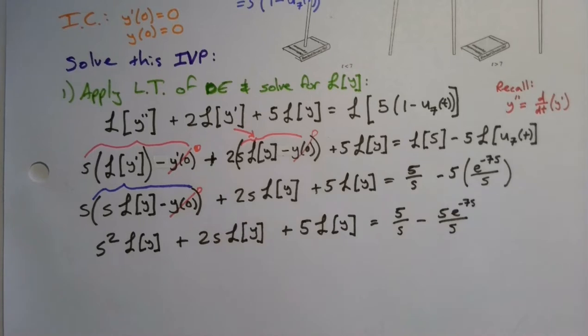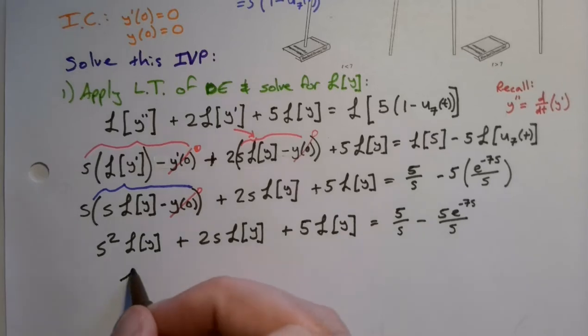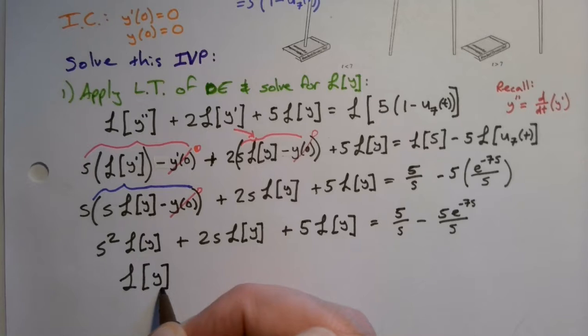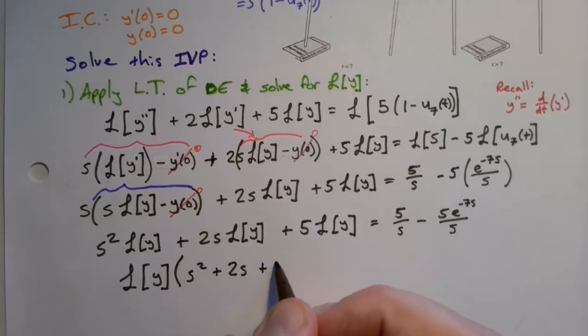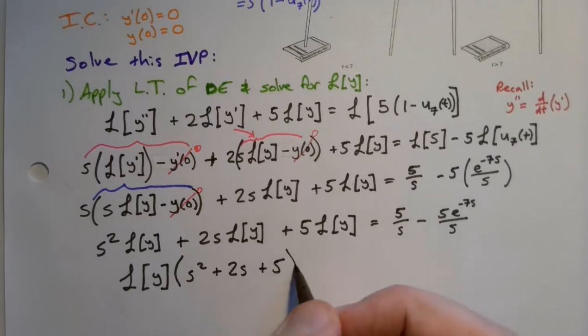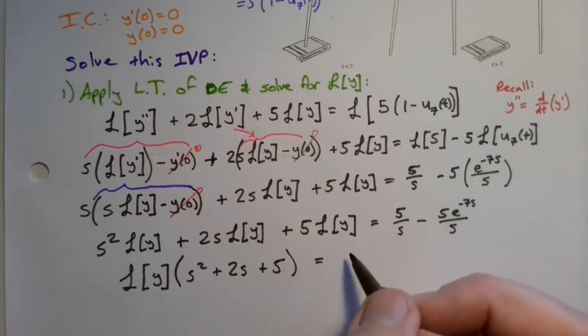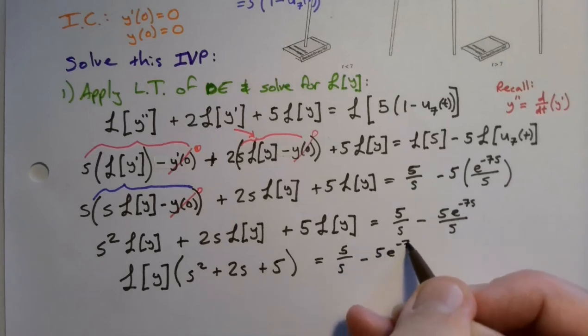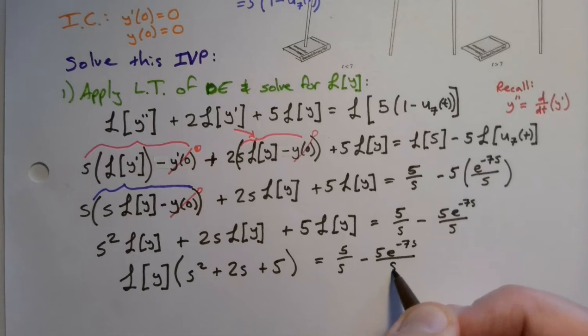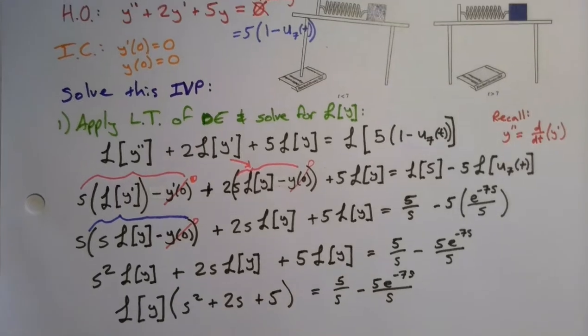Now, if you're paying attention, you might notice something kind of interesting. When we factor out the Laplace transform of y, we wind up with the Laplace transform of y times a polynomial, which is s squared plus 2s plus 5. The other side is still all the same stuff. But take a look at that polynomial. Look carefully at that polynomial. It should look vaguely familiar if you go back and take a look at our original initial value problem.